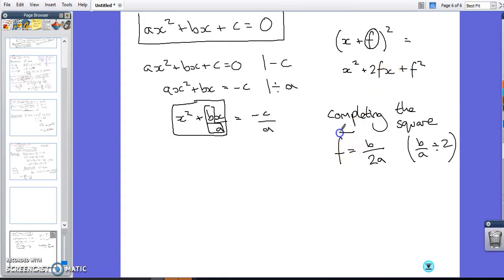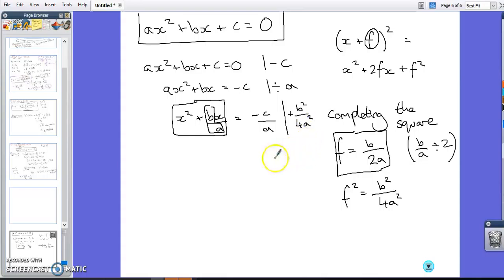So, if I know that f is this, if I add f squared to this side, then I can put it into this form and I can take the square root. So if f is that, then f squared is b squared over 4a squared. So I'm going to add that to both sides. And if I didn't have this explanation, it would seem like a really random thing to do. And sometimes in higher level maths, you do need to just take these strange little steps to get you a lot further. So I'm going to add b squared over 4a squared to both sides.